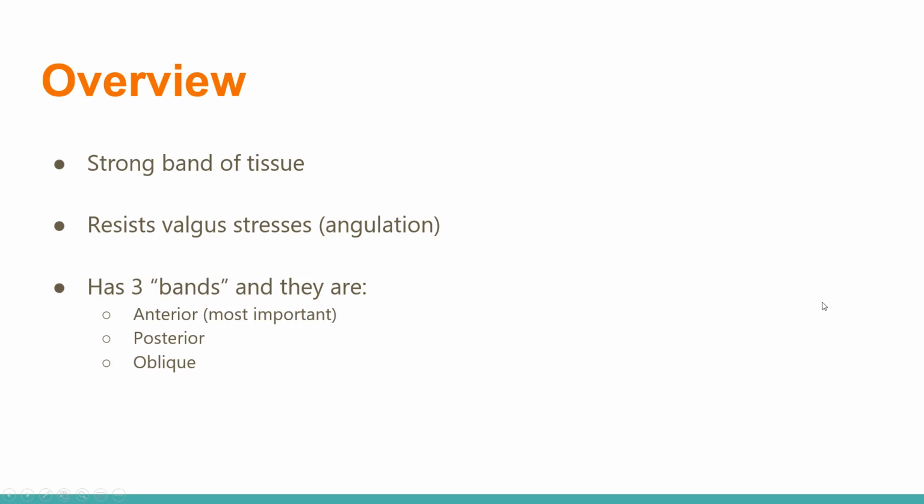As an overview, the ulnar collateral ligament is a strong band of tissue that resists valgus stresses, and it has three bands. They are the anterior band, the posterior band, and the oblique band. The anterior band being arguably the most important.